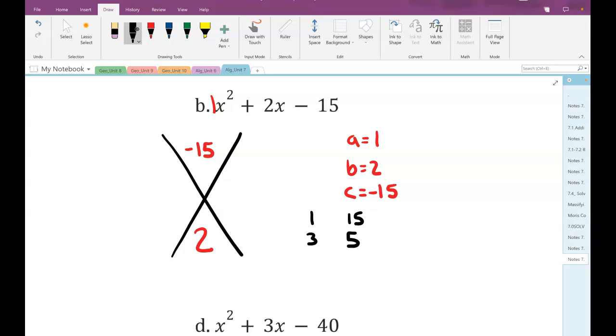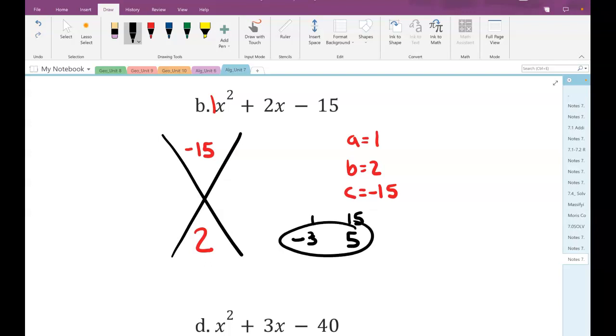You could say, well, what if it's negative 1? Negative 1 plus 15 is going to be positive 14, so that's not going to work. What if it's negative 15? Well, that would add to negative 14. Still not working for us. So it's going to be between 3 and 5, and it's just a matter of choosing which one is negative. If we want to stay positive 2, we need to make our 3 negative.